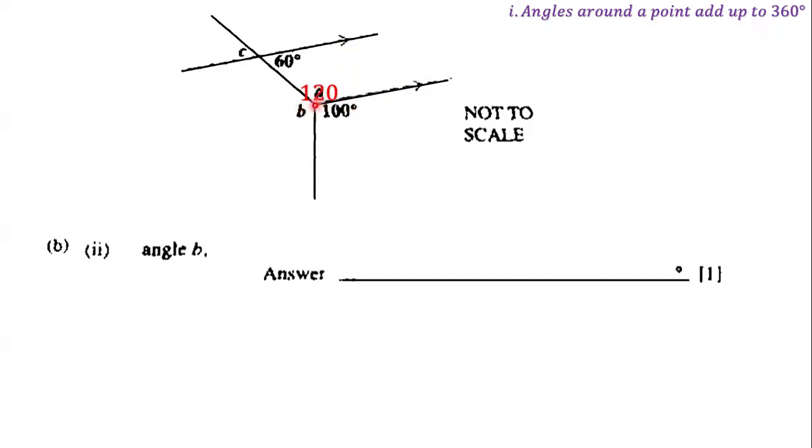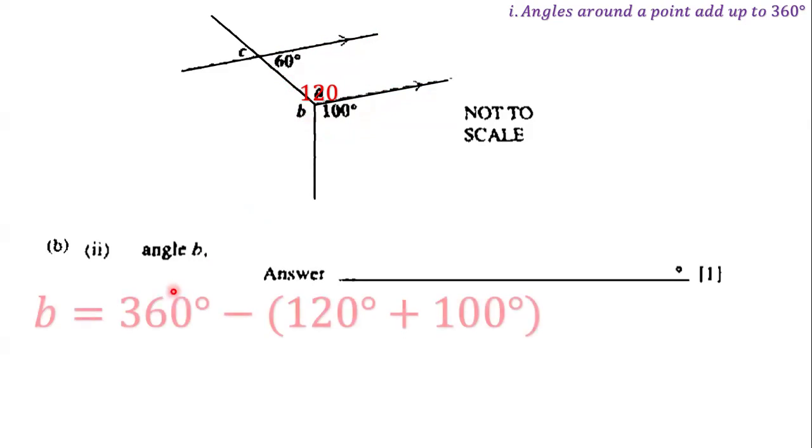Now these angles are around this particular point, right? We have this point right here, and these angles are around this particular point. And so their sum should add up to 360 degrees, which is one complete revolution. And so if we want to determine the size of angle B, what we need to do is add 120 plus 100, and then take away their sum from 360 degrees.